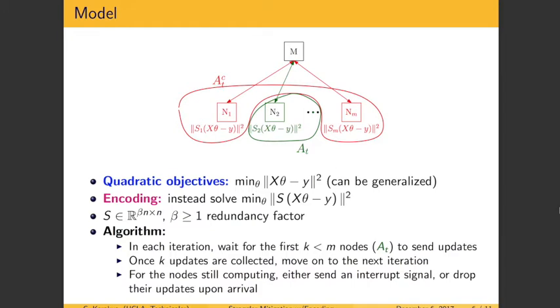resulting effective optimization problem. To mitigate the effect of stragglers, in each iteration we only wait for the first k nodes to send updates and move on with the next iteration, where k is a design parameter. The remaining, slower nodes can be interrupted or their updates can be discarded upon arrival.